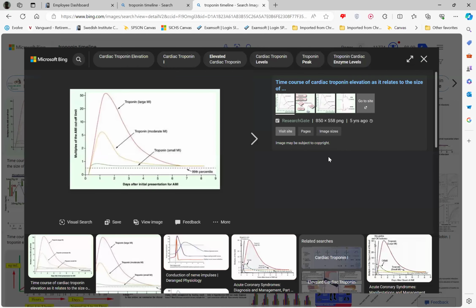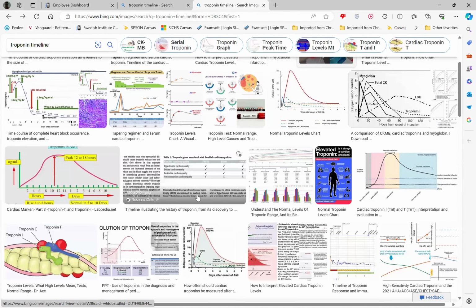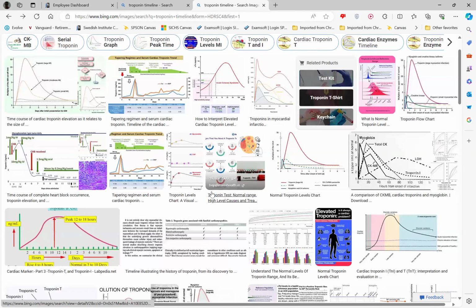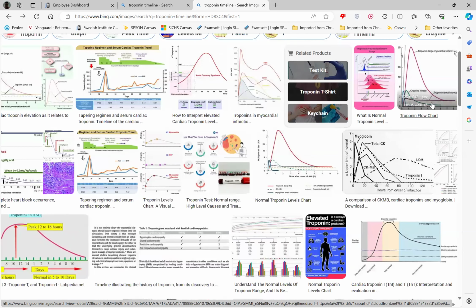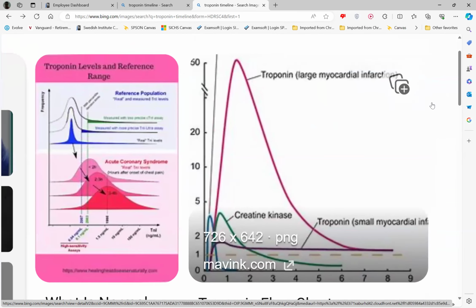Okay, can you see this? Not very clear. Look at this one.